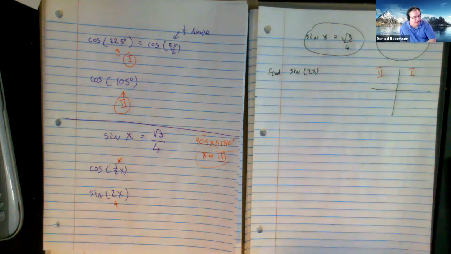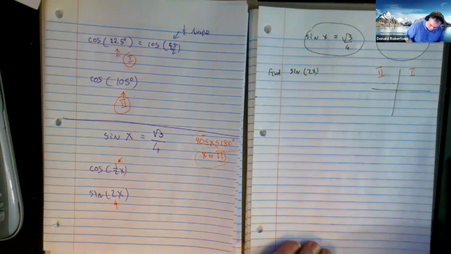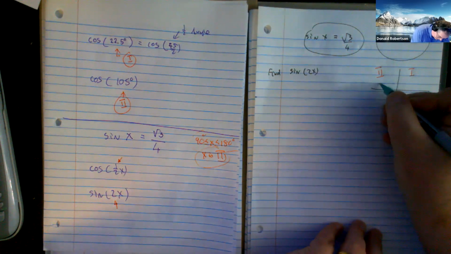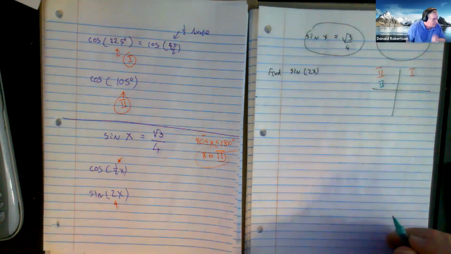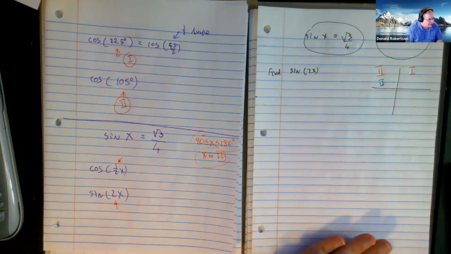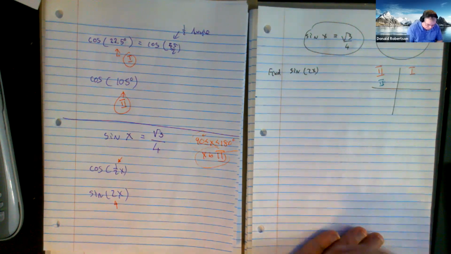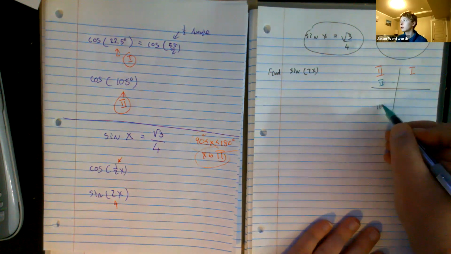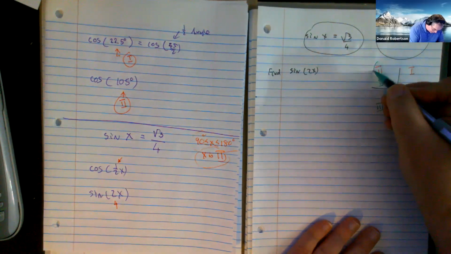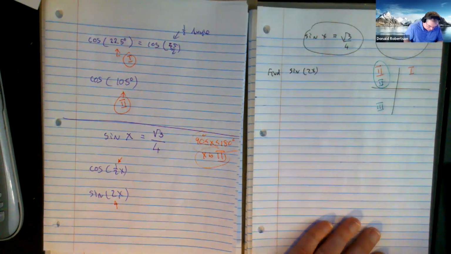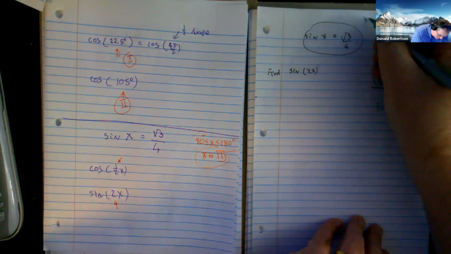Where is the cosine negative? What quadrants does that happen? Well, the cosine is negative in the second quadrant. And where else is the cosine negative? The third quadrant. But what's the only quadrant where both things work? Do you see I now know that x is in the second quadrant?